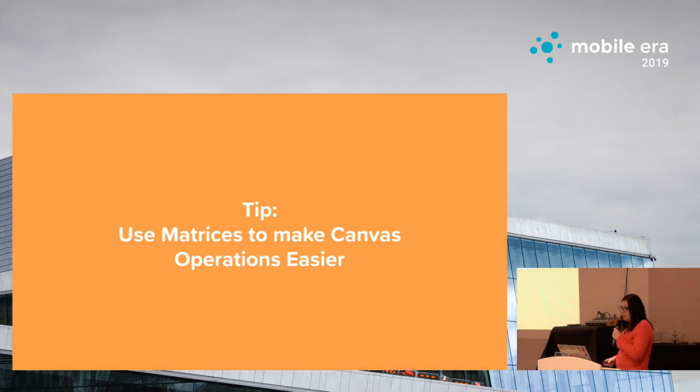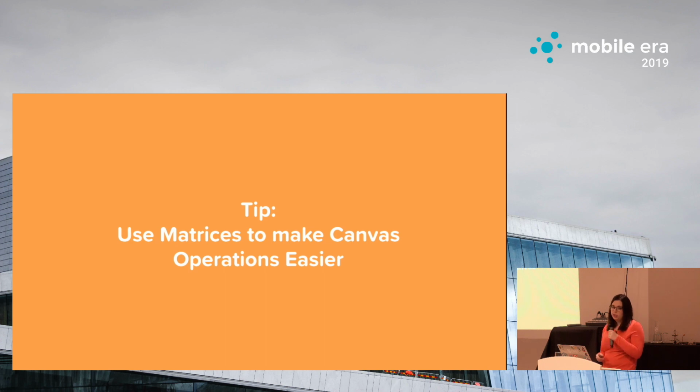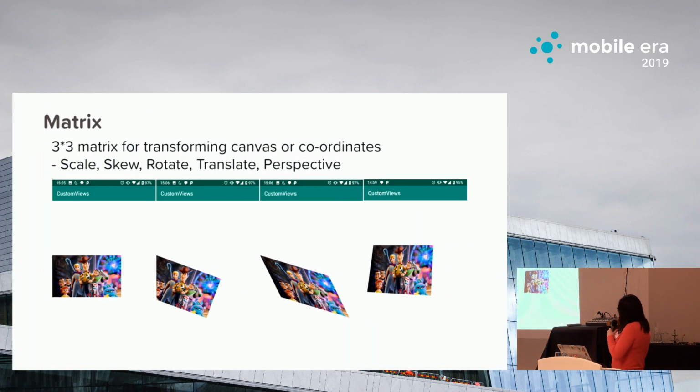Okay, another tip I have for working with canvases is to use the Matrix class to make canvas operations easier. So what is a matrix class in terms of Android? Well, a matrix in Android, the Android graphics matrix, not OpenGL, is a 3x3 matrix for transforming your canvas or coordinates. So you can do cool things with the matrix such as scaling, skewing, rotating, translating, or even perspective drawing, which we'll get into as well.